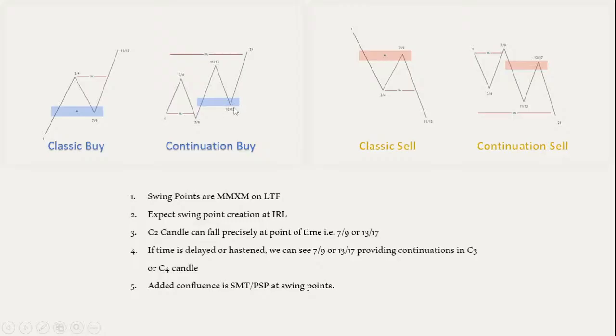Similarly for these 13 and 17, if time is delayed or hastened, we can see 7 or 9 or 13 or 17 providing continuations in C3 or C4 candle. Added confluence can be SMT and PSP at swing points, which is a concept greatly taught by GXT. There are many other good traders in the market, but this is the basic classic silent continuation sell model.